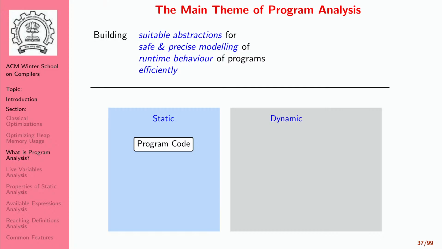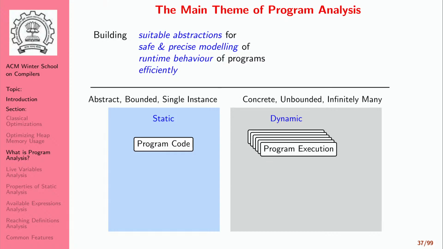Okay, so what we have is a static world and a dynamic world. In a static world we have a program code. In a dynamic world we have processes corresponding to a program. This is a program in execution. So the characteristics of the two correspond to each other, but the characteristics of the two differ a lot. How do they differ? In the static world, program code is abstract. Why is it abstract? Because I don't know what is the value in the variable. At runtime I would know what is the value of variable x. At compile time I do not know. In the static world I do not know. So it is abstract. There is a single instance of the program code, and the program code is bounded.